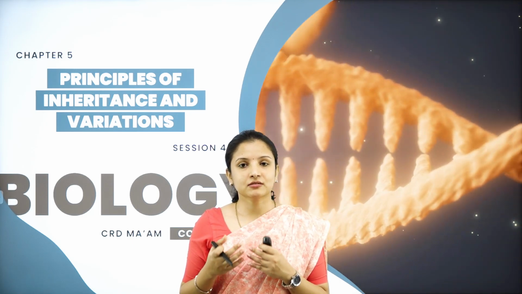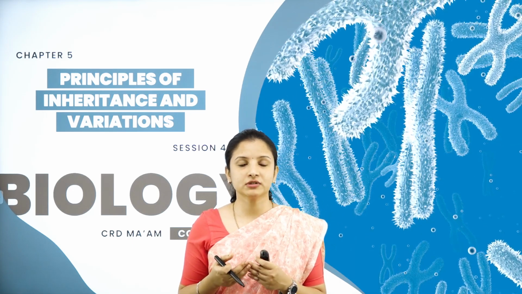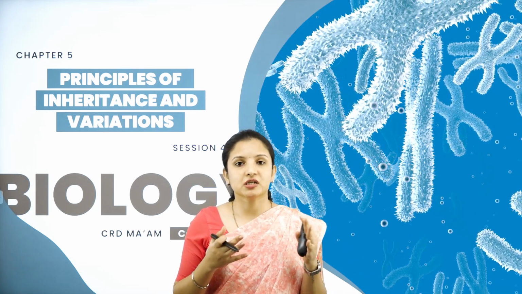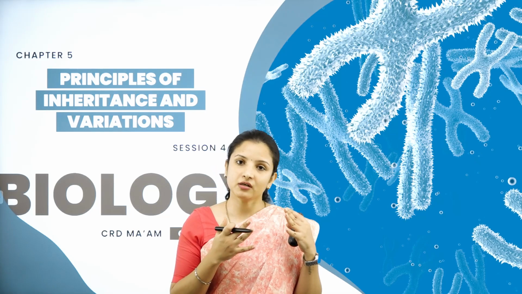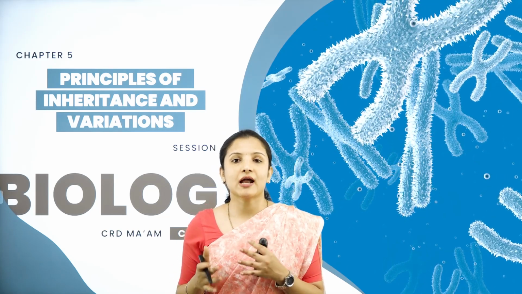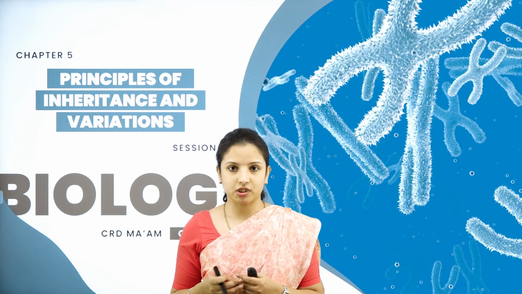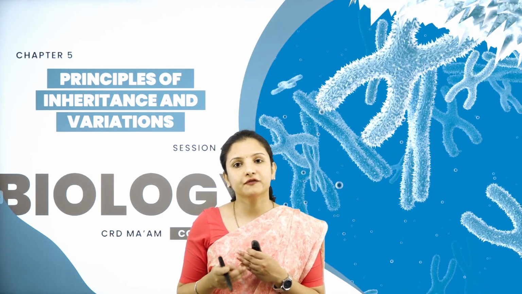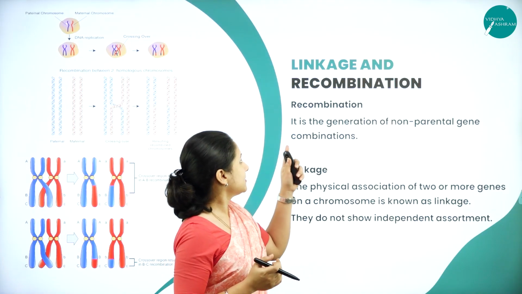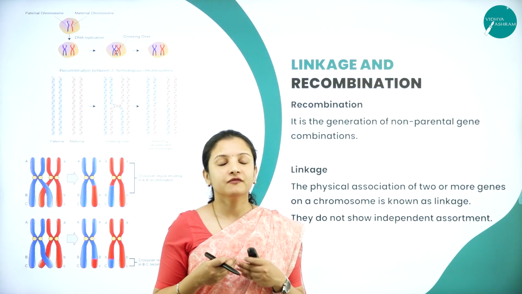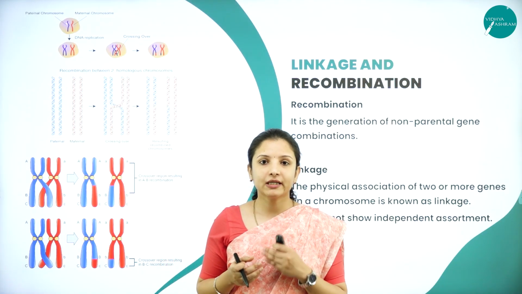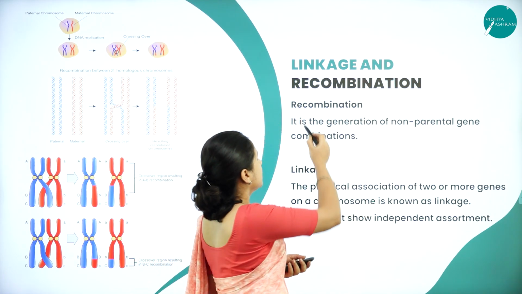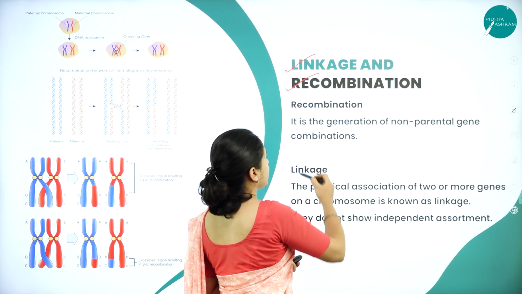So what all these scientists proved was that Mendel called something factors, which are nothing but genes, that are carried from the parents to the progeny and get expressed in the progeny. So using Drosophila, the fruit fly, the scientists went in for further experiments. They went in for linkage and recombination. So what is this linkage and recombination?